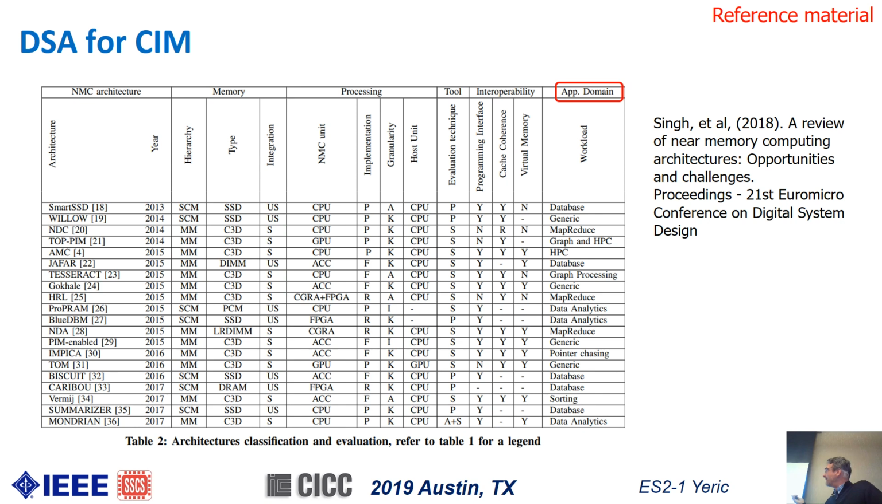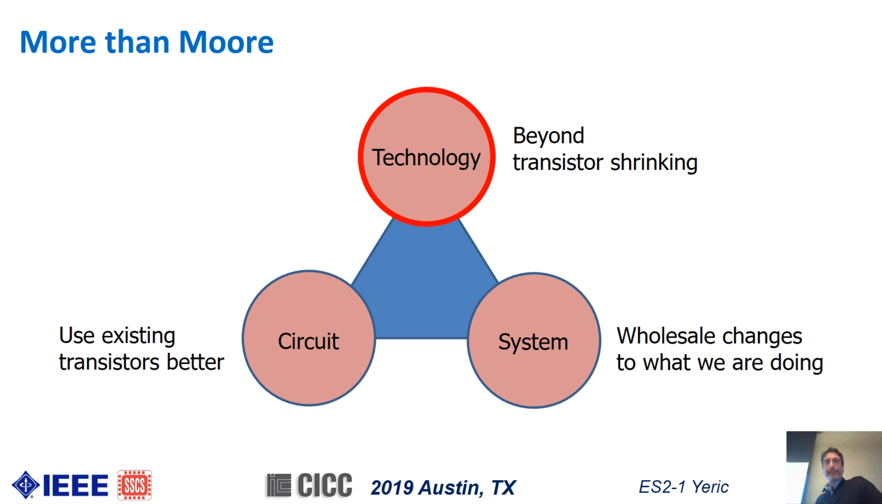One other reference: compute in memory is another acronym for the same thing, CIM. This is a list of domain-specific things you can do with compute in memory. It's a good reference paper to look through for some of the options that you have. Okay, so the last part is on the technology side, which is actually what I do. So I'll spend some time talking about technology options in More Than Moore.